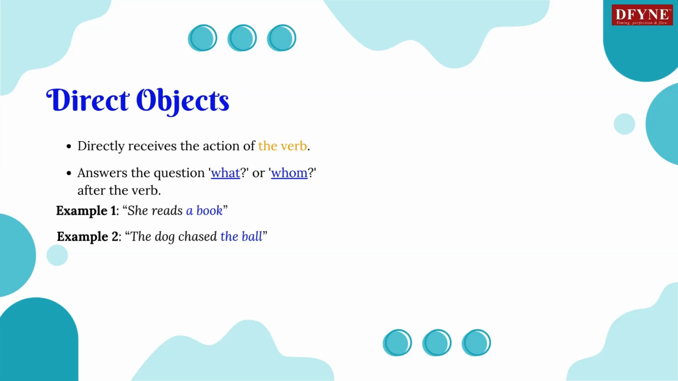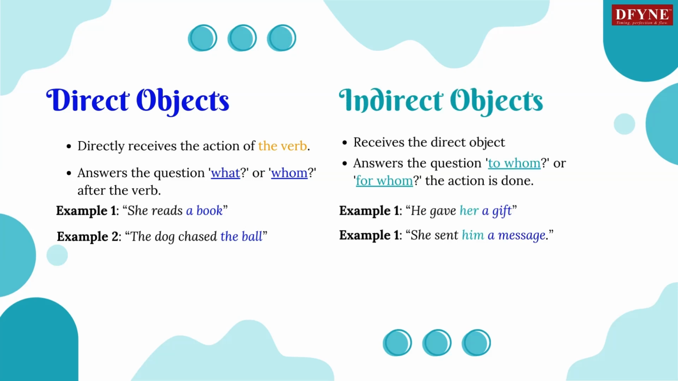It answers the question what or whom after the verb. In the sentence, "She reads a book." When you ask reads what, the answer is a book, which is the direct object. Or in the sentence, "The dog chased the ball." Chased what? The answer is the ball, which is the direct object.